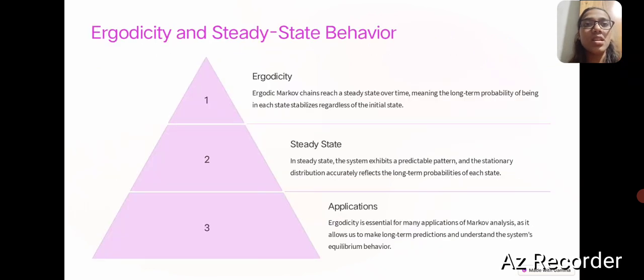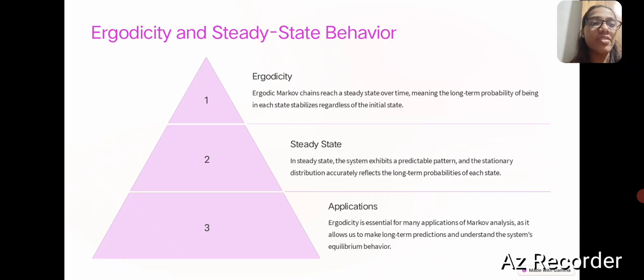Next is ergodicity and steady state behavior. Ergodicity. Ergodic Markov chains reach a steady state over time, meaning the long-term probability of being in each state stabilizes regardless of their initial state. Now, next step is the steady state. In steady state, the system exhibits a predictable pattern and the stationary distribution accurately reflects the long-term probabilities of each state. The third step, applications.